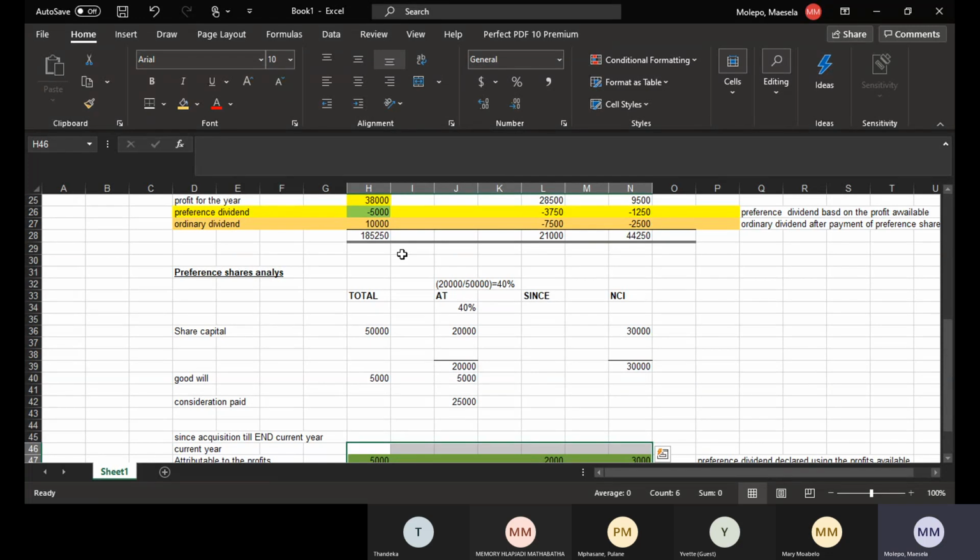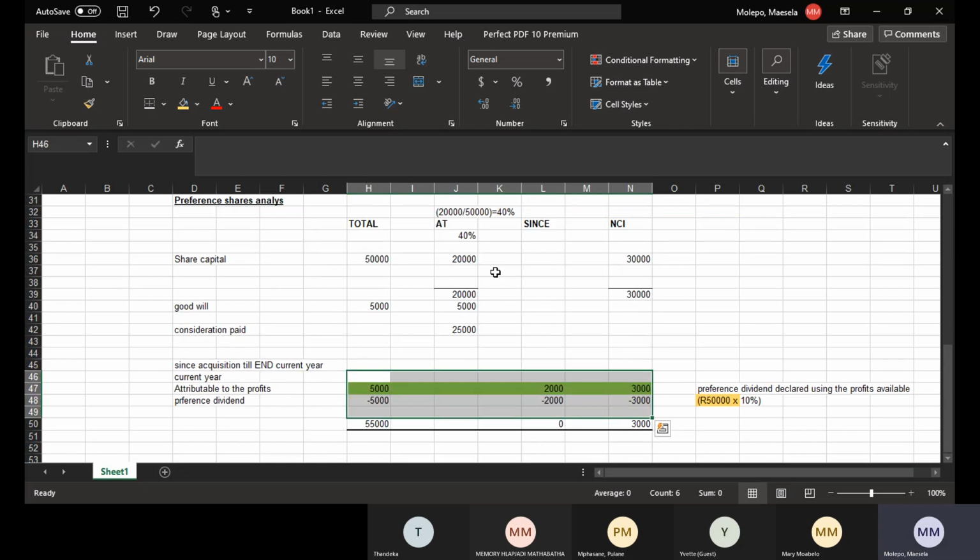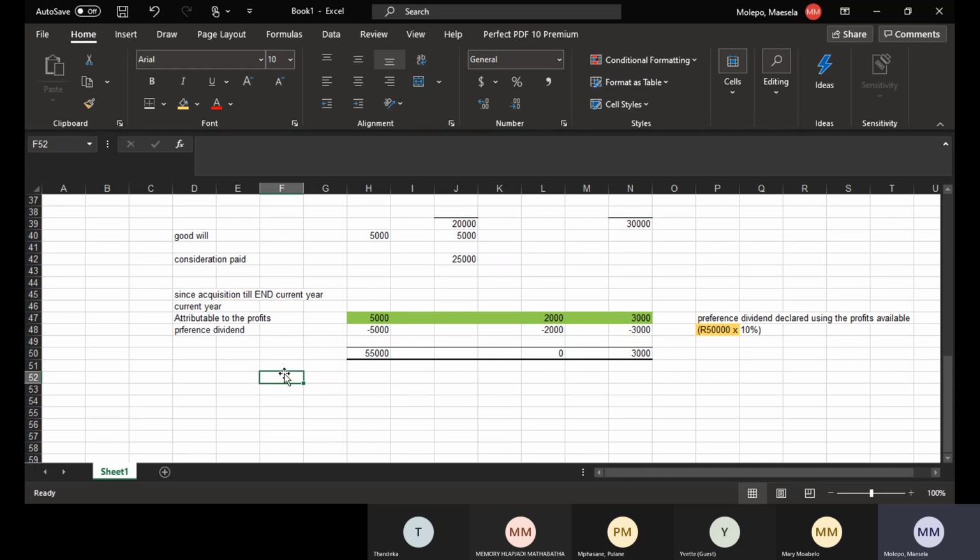Maybe also example 3. So if there is not enough profit, and you declare them at the end, they are going to be a liability. So you have to show on your statement of financial position a liability equal to the amount of the dividends that were not yet declared. We will dwell more on it when we deal with the question. So now let's proceed further.